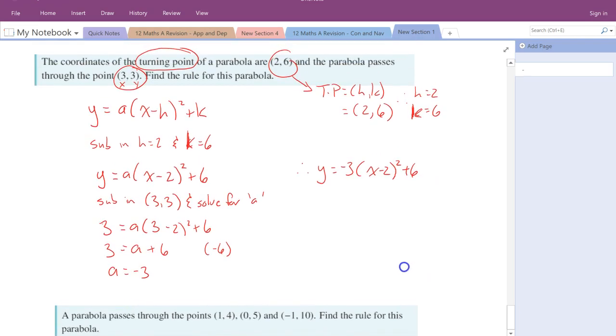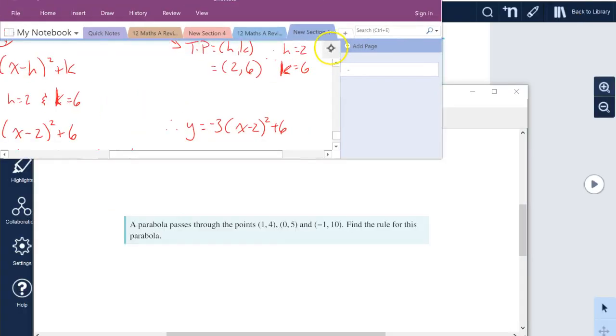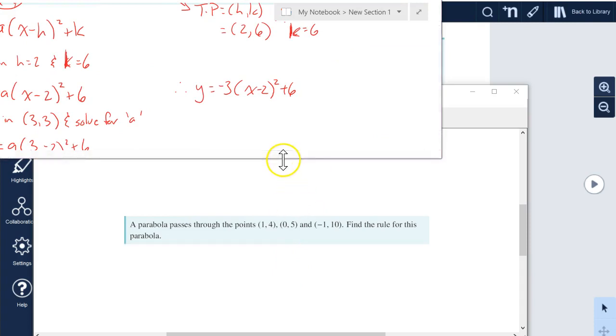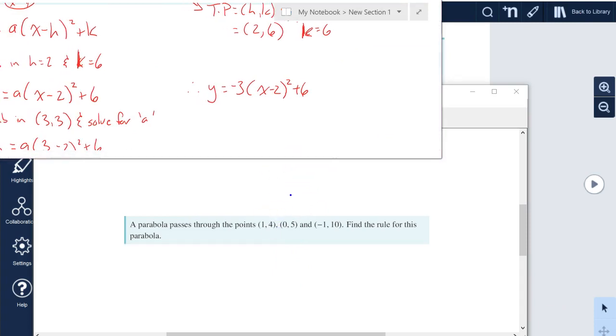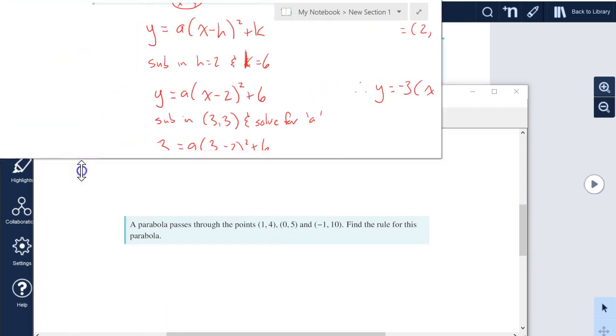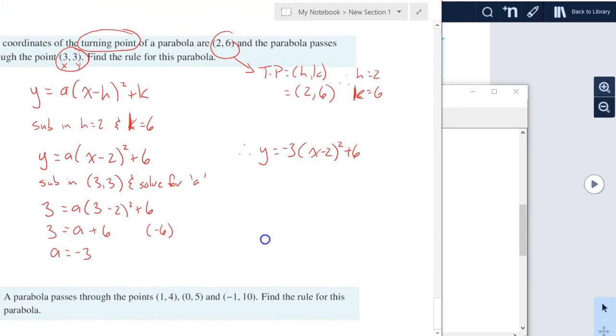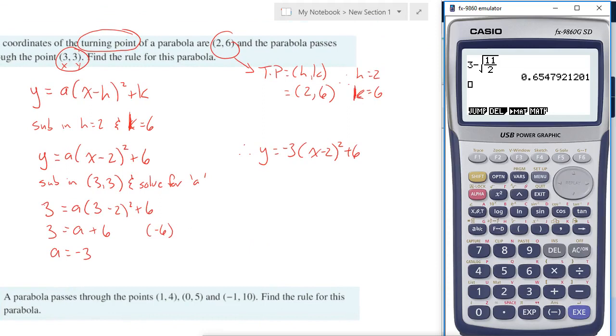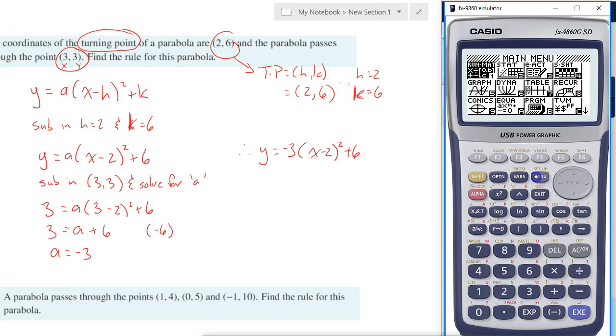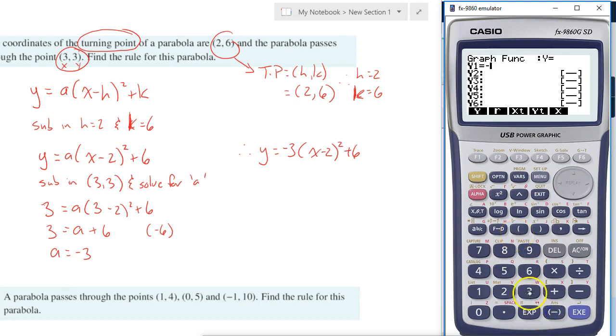Now guys, if you want to check this, what you could do is go to your calculator and graph this. Oh my goodness, this is killing me. There we go. So if I go to my graph mode, menu 5 for graph, and I type in negative 3 bracket x minus 2, close the bracket, and I'm going to square that, plus 6. Hopefully this doesn't stuff me up. Yeah, it should be fine.